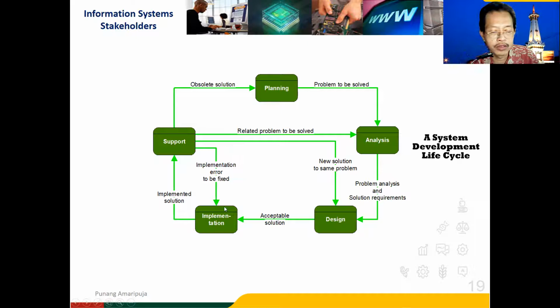If there are errors, or there are bugs, for instance, then you need to fix the bug. So it doesn't go way back here or here, it just goes back to the implementation there. And then eventually there would be more problems coming up, and the solution, the information system, the application would be obsolete because there are new changes, there are new problems, then you would need to enhance the system or change the system.